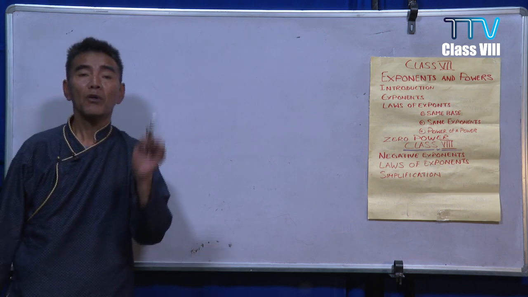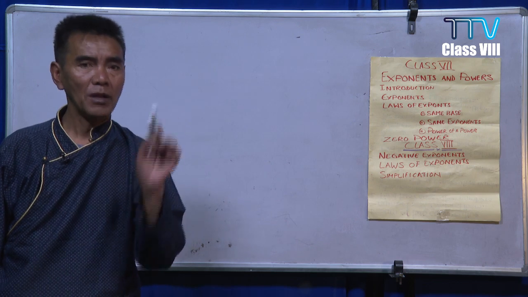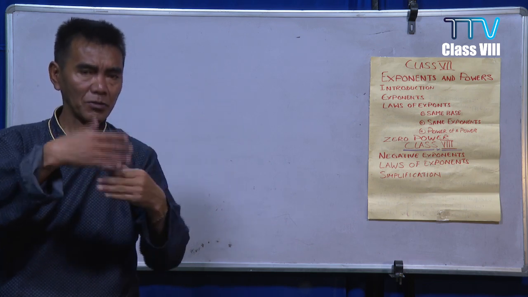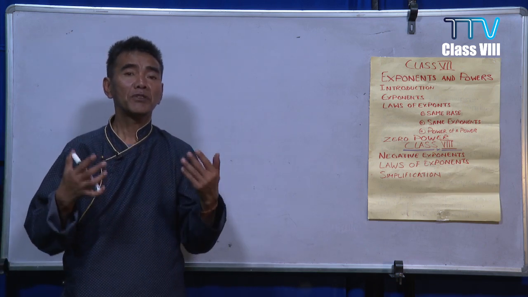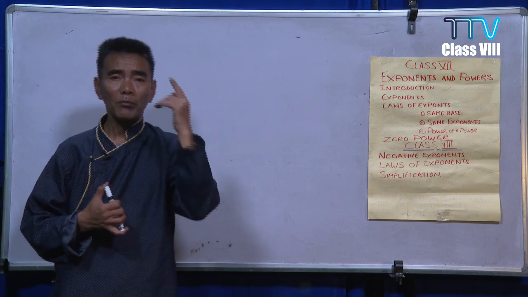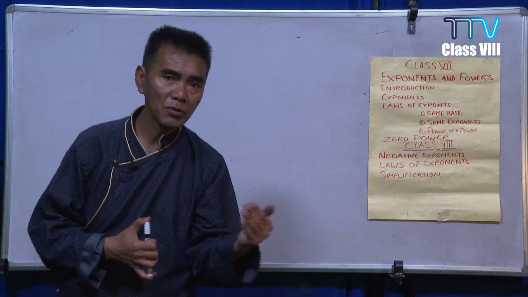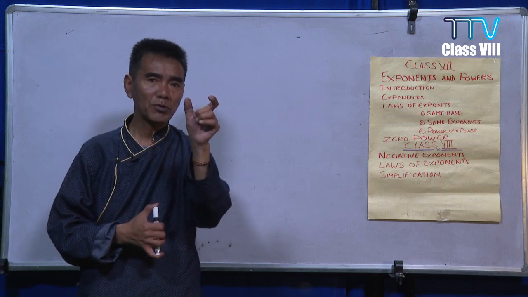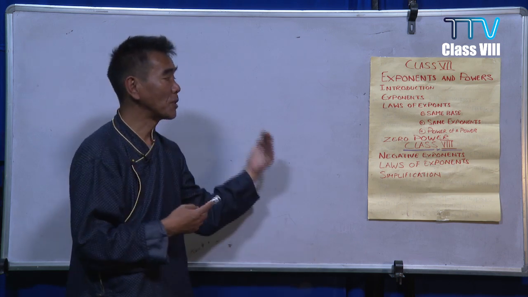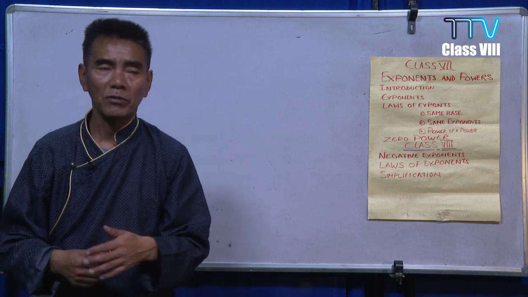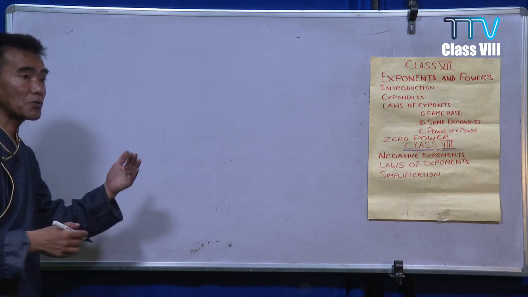In multiplication, if the base is common, the powers are added. In division, if the base is common, the powers are subtracted. The opposite operation is applied to the powers. This is a revision of the power of a power, and now the negative exponent law of exponents.